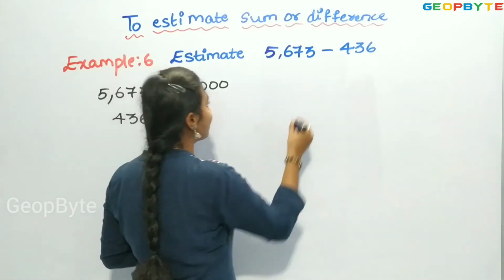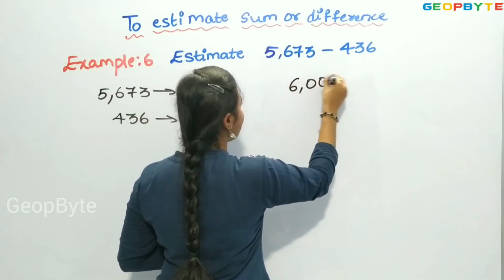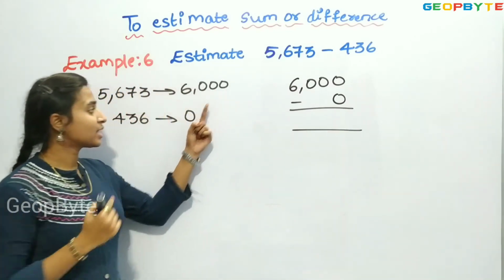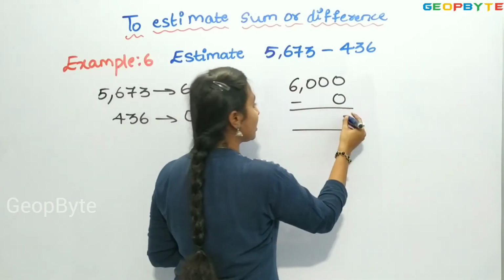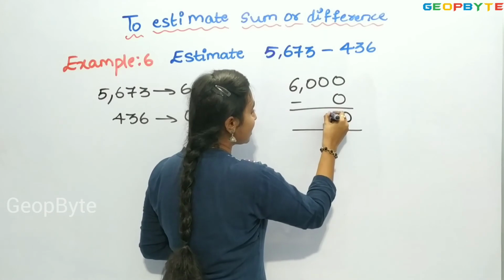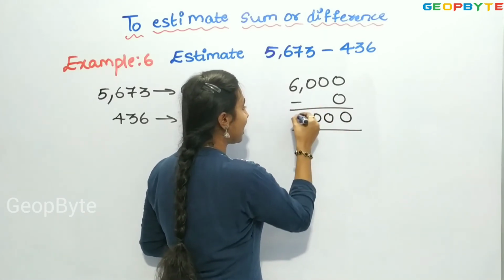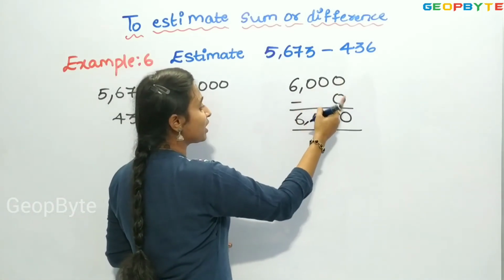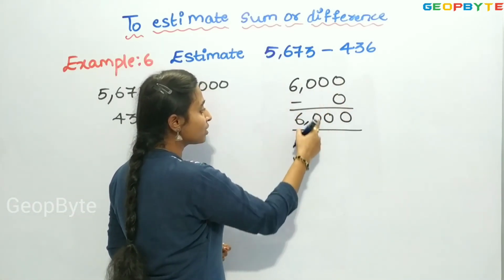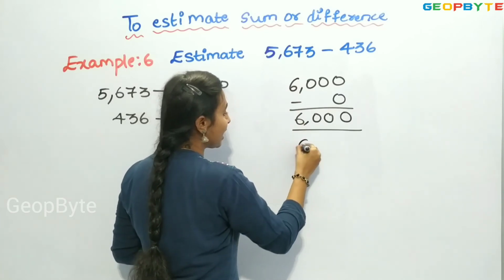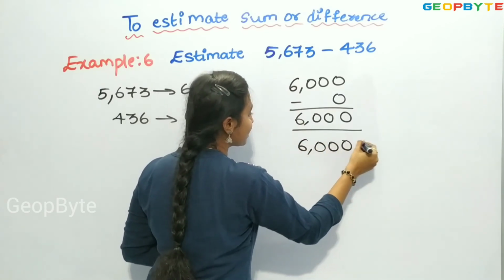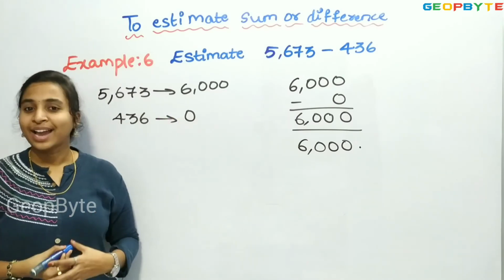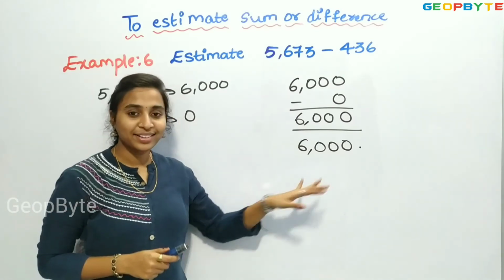Now let us subtract 6000 minus 0. Right? 6000 minus 0. 0 minus 0, 0. And we have a 0. Again a 0. Directly 6. As we don't have any numbers here, directly 0 minus 0, 0. 0, 0, 0, 6. So the estimated answer is 6000. Right? We have rounded off the values and estimated the answer.